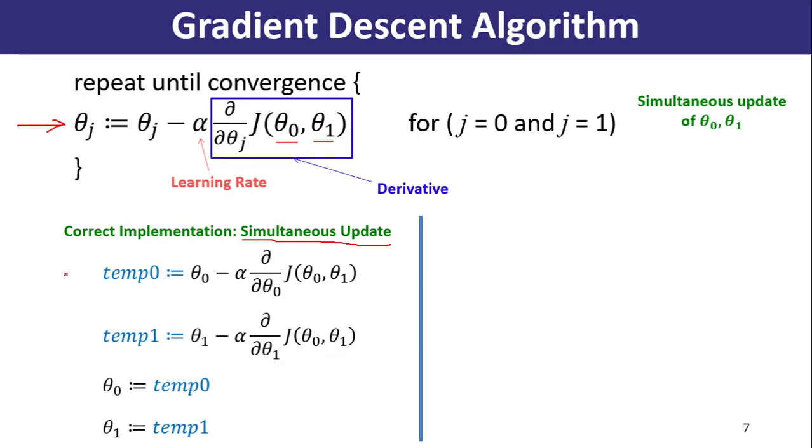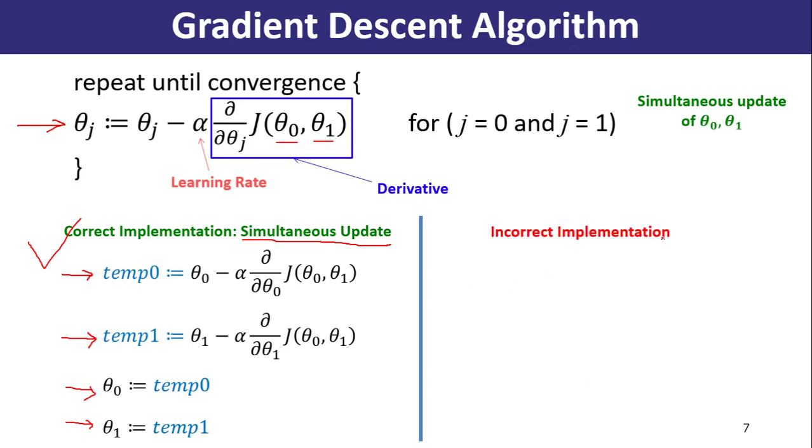So we are going to have two temporary variables, temp 0 and temp 1, which store the new values for theta 0 and theta 1. After storing these new values, we update theta 0 and theta 1 simultaneously. So theta 0 is assigned the value of temp 0 and theta 1 is assigned the value of temp 1. This is the correct implementation, and that is known as the simultaneous update.